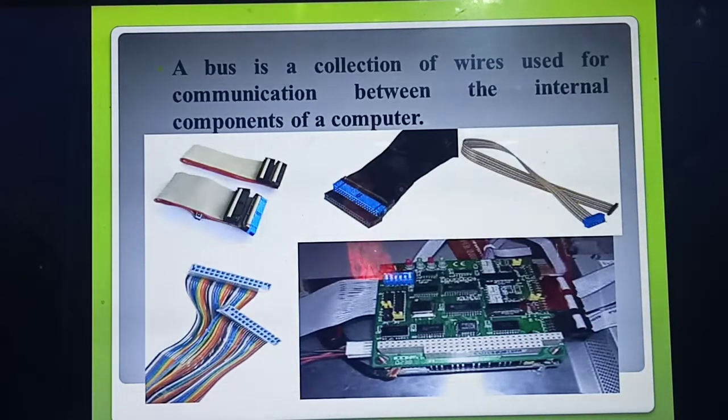So each and every cable has separate connections between the CPU and the memory, or between the CPU and the keyboard, projector, or many things, or internet cables, etcetera. Understood what I mean by bus? Bus is a collection of wires. What's the use? Mainly it is to communicate between the internal components of a computer. This picture and all, no need to draw. They have given it in your textbook. For our understanding only, I have shown it.